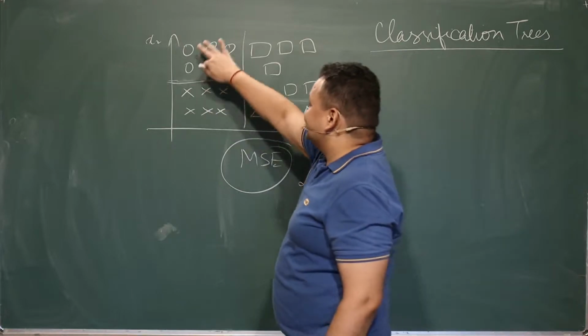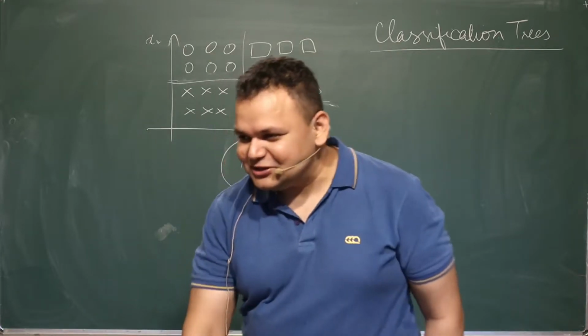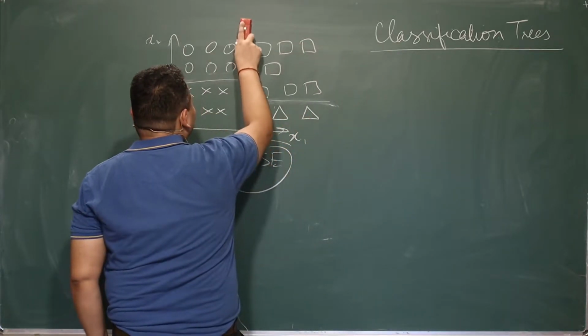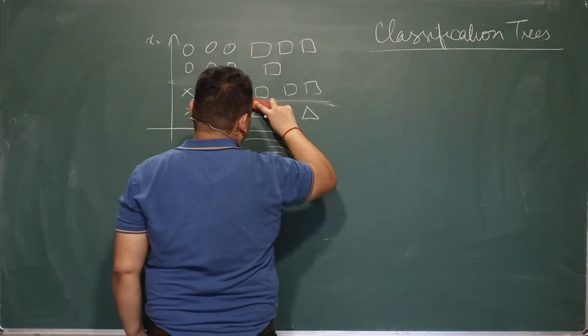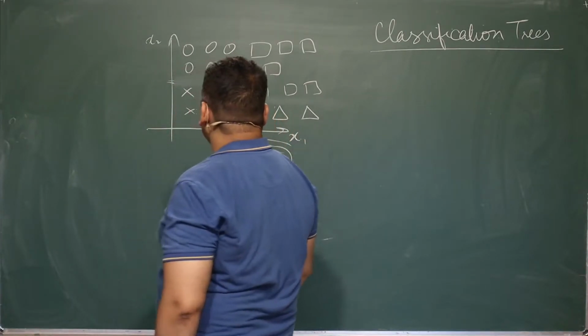Let us say you have this whole data set available to you. How will you make your first boundary? How will you do that?